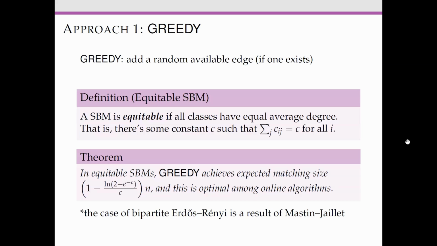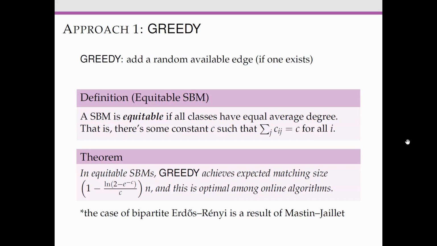And maybe just a quick word about how this is proved. You keep track of some various statistics about how many vertices are left and how many are matched. And these are well approximated by some differential equations. And if you solve these differential equations, you get this weird looking value here.